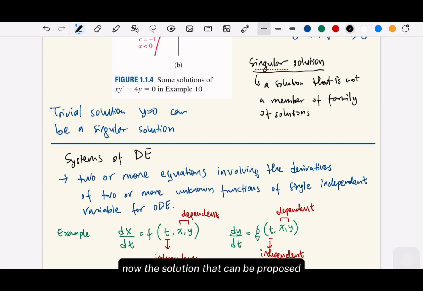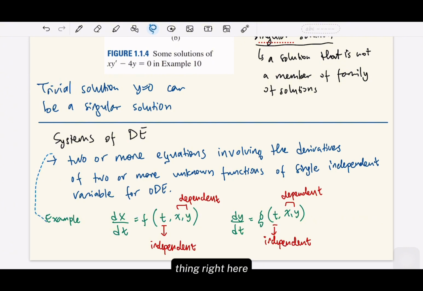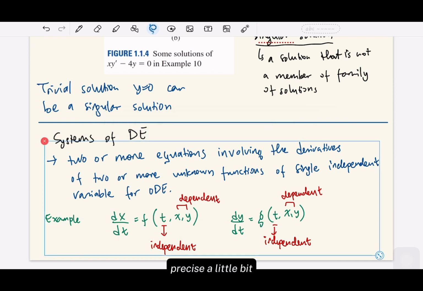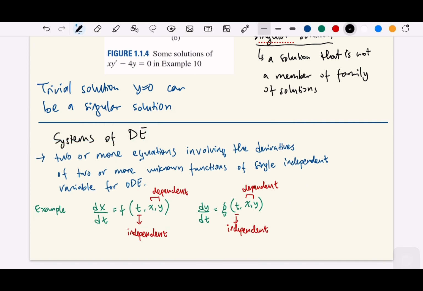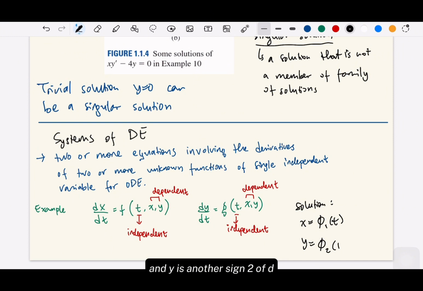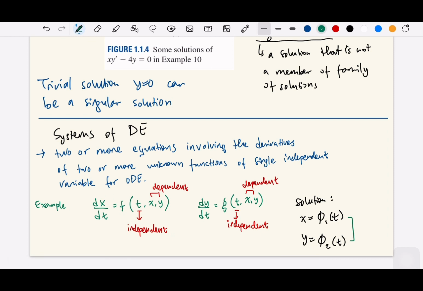Now for the solutions that can be proposed, I will resize a little bit. The solutions are x equals some function psi 1 of t, and y equals another, psi 2 of t. And they need to be defined on an interval and satisfy the DE.